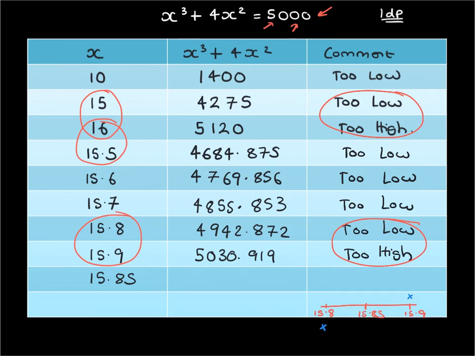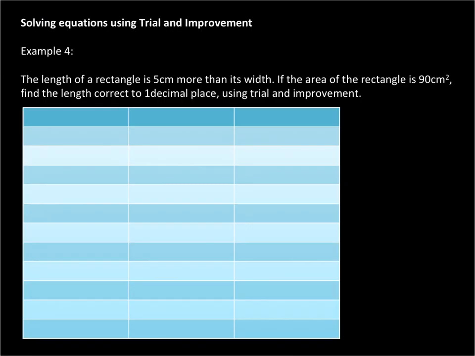And what happens if we input 15.85 in as our value of x? Well, we get 4,986.76 ... too low. So it's here, like that. So if you join these up, it would look something like this. Our answer has got to be in between 15.85 and 15.9, which means our value of x is going to round to 15.9 to 1 decimal place.